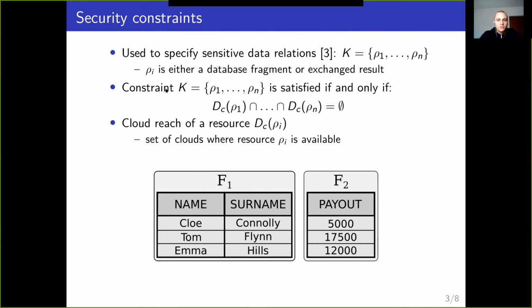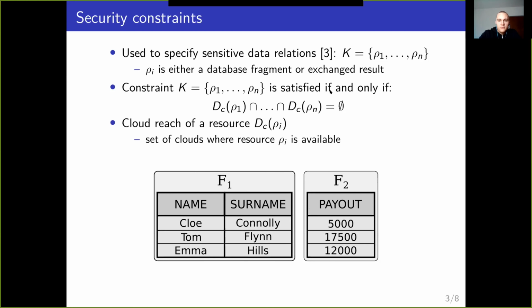Formally, a constraint is a set of resources, and this constraint is satisfied if and only if the intersection of sets of clouds where each resource in the constraint is available is an empty set. Determining where each resource is available is done like so. So this is a set of clouds where resource row I is available.